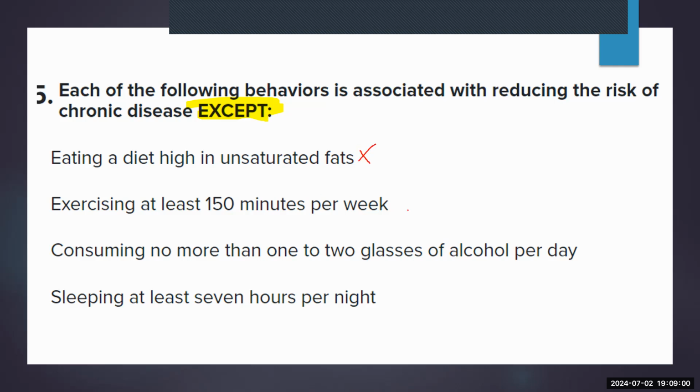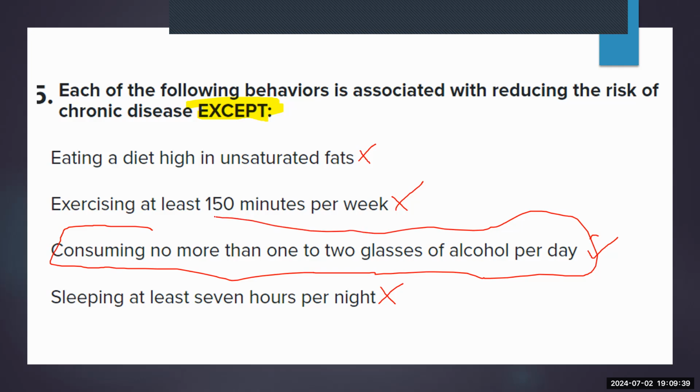Okay. How about exercising at least 150 minutes per week? Reducing. Yeah, that's going to reduce. So we know that's not going to be the right choice. Consuming no more than 1 to 2 glasses of alcohol per day. And that increases the risk. Okay. How about sleeping at least 7 hours per night? And that reduces the risk. Yeah, that one's going to reduce as well. So we know there's only one that really doesn't have to do with reducing the risk of chronic disease.